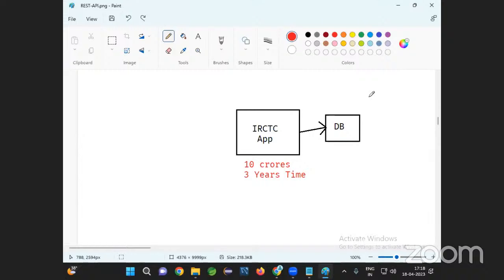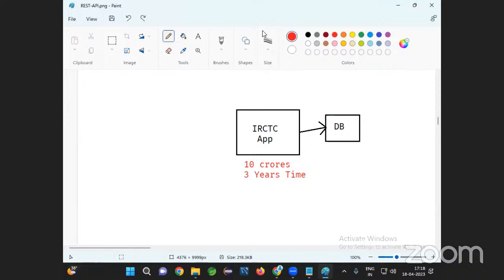In the IRCTC, a lot of business logic is available to book the train ticket, to check the ticket status, to cancel the train ticket, to book the food for the journey. We can book hotels. A lot of functionality is available.